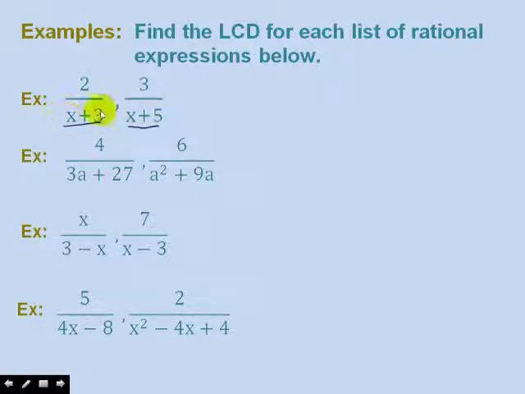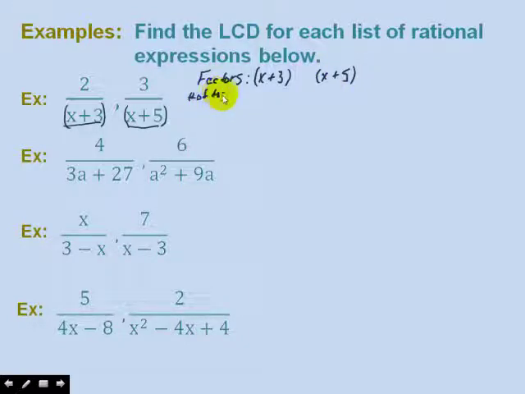And remember that as we have in these two rational expressions, if we have something like x plus 3 and that's our whole denominator, that counts as being a factor. So if this helps, you can even put the whole denominator in parentheses, and that tells you that you have two different factors there. So our factors are x plus 3 and x plus 5.